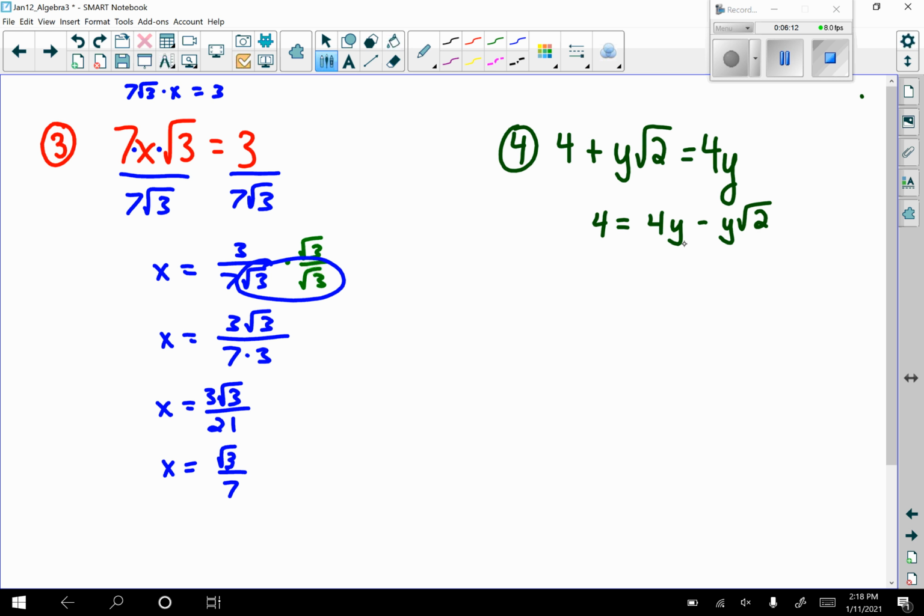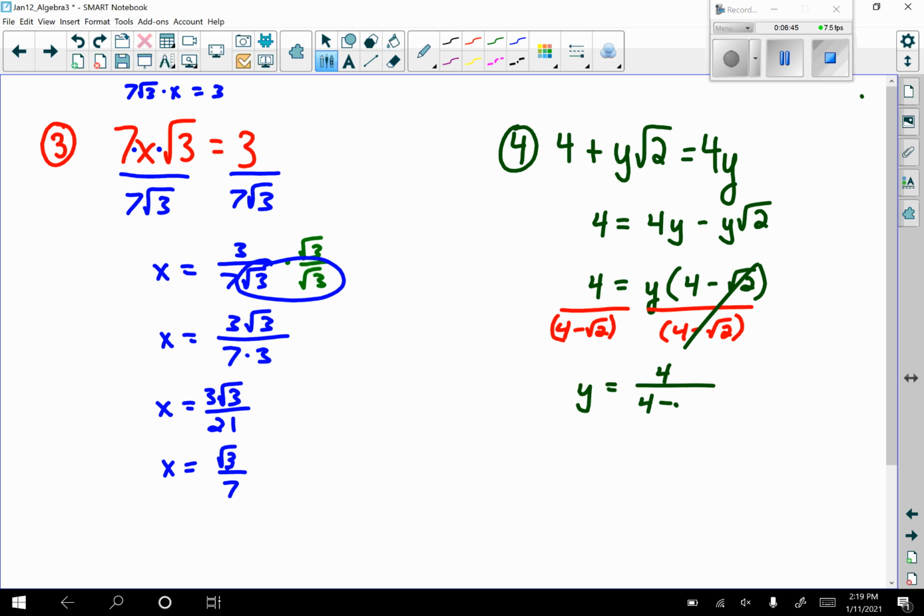Now, normally I would be able to combine like terms if this said 4y minus a 2y, but that radical 2 is irrational. So this is what we need to do. I can't combine them, but what I can do just to get it down to a single y is I'm going to factor out the y, and what's left is 4 minus radical 2. Now I need to get rid of this 4 minus radical 2, so I'm going to divide both sides by it. Now I'm going to flip this around. So now these are gone, so I'm going to have y equals 4 over 4 minus radical 2.